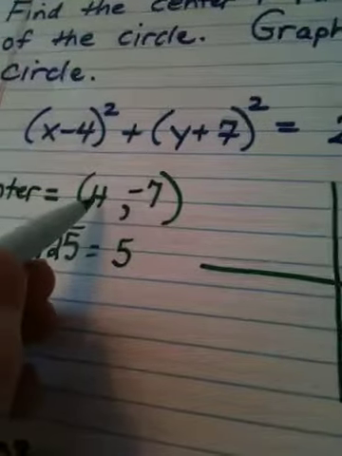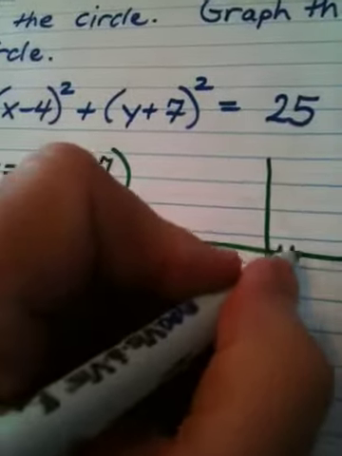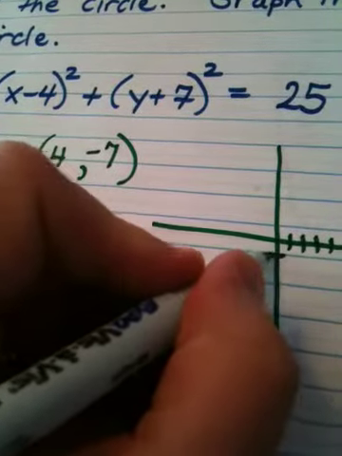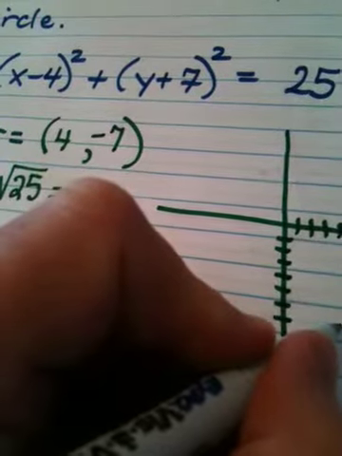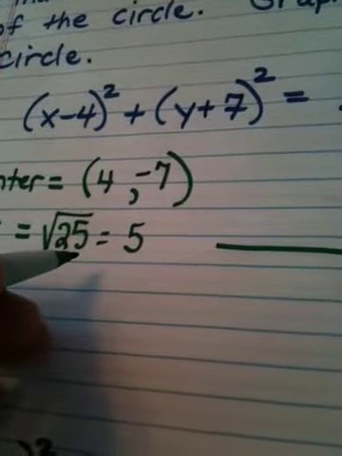Okay, let's find the center first. (4, -7). (4, -7) is right here. That is the center of my circle. Now the radius has length 5.